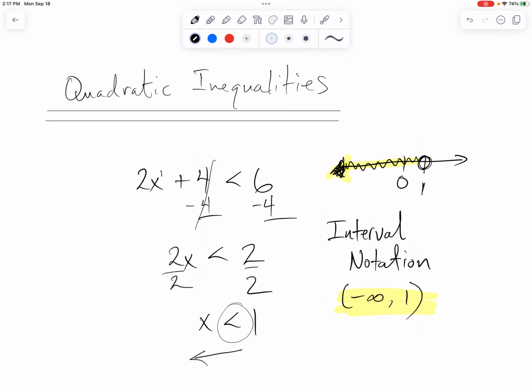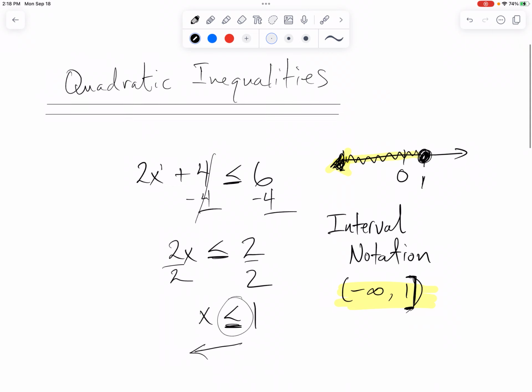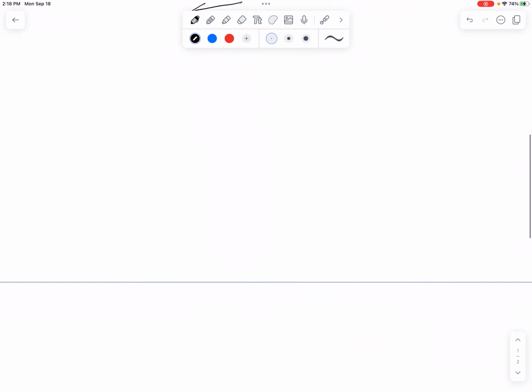Now, what about, wait, let's go back. What if this was like one of these symbols? Well, then we would have colored this in. And then our parenthesis would have been instead a bracket. So just so you know, once you learn how to do interval notation, we use it for many different things. So I'm going to now switch gears and go to quadratic inequalities. And quadratic inequalities can look like this. They could look like this. Let's try something like this. Quadratic inequality, power of 2.